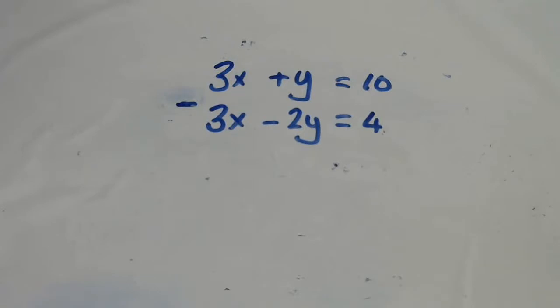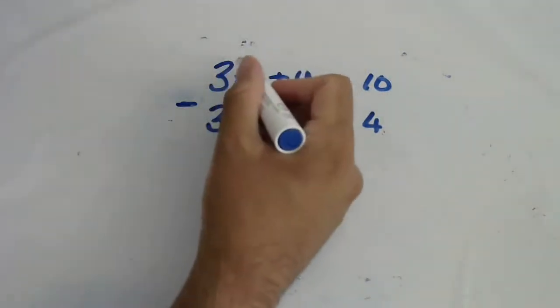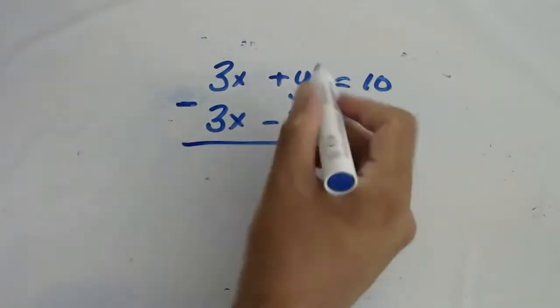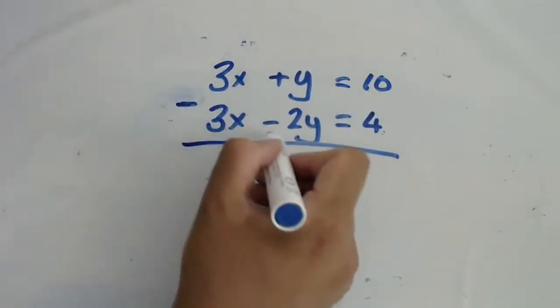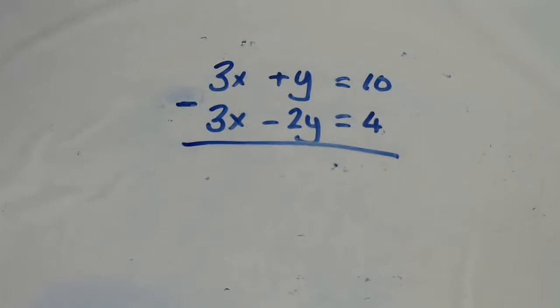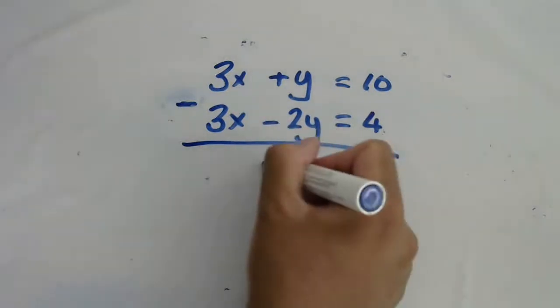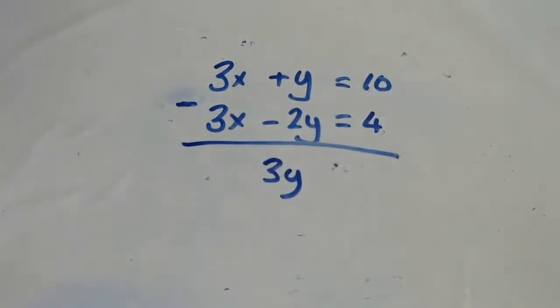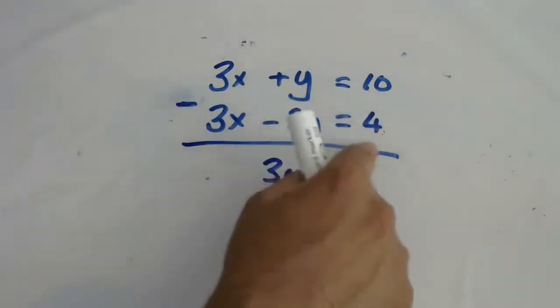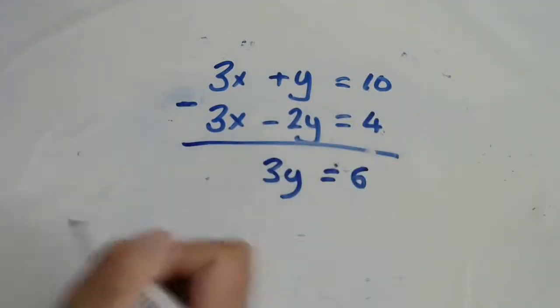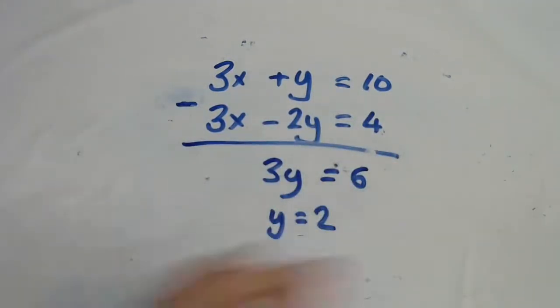So we're going to subtract these. Let me do this one as an example. I'm going to work through this one with you. So you're going to take away, because 3x minus 3x equals 0. That's blessed. Y minus minus 2y. So a minus and a minus make a plus. So therefore 3y. All right. 10 minus 4 is 6. So we know y equals 2. All right. Nice and easy.